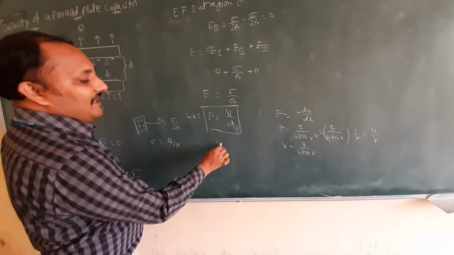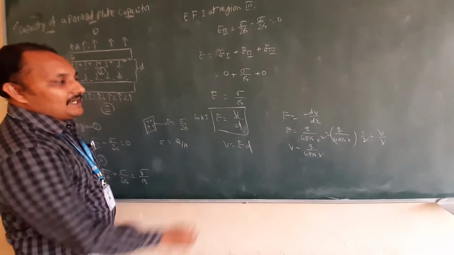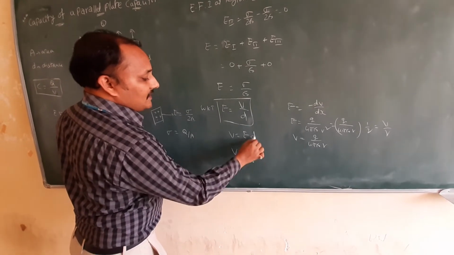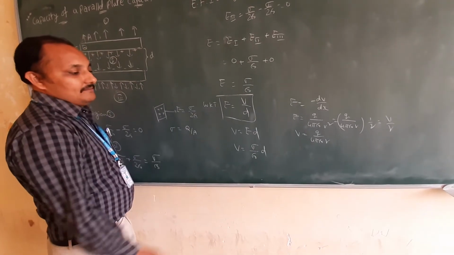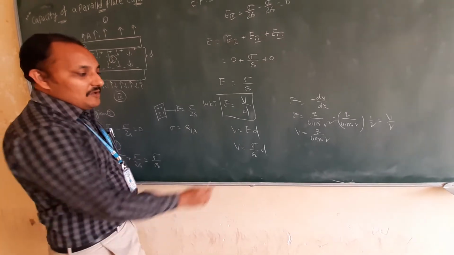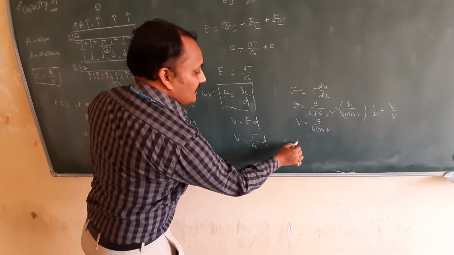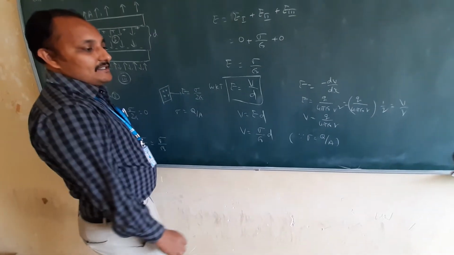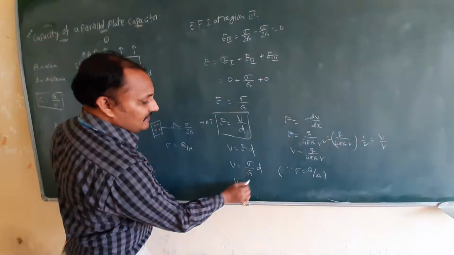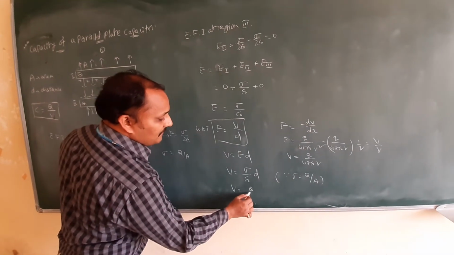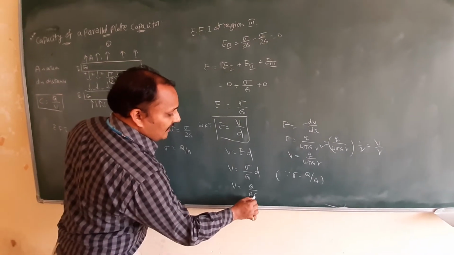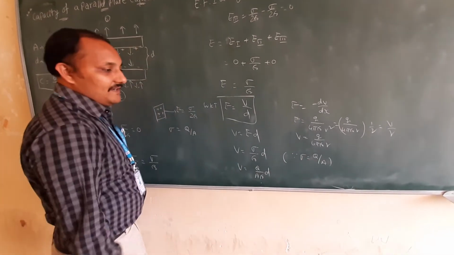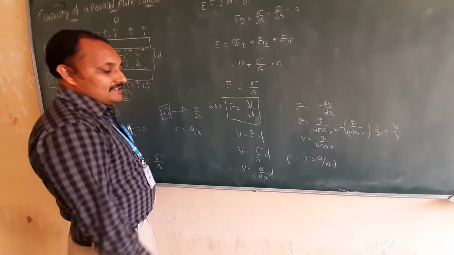Now we have to calculate V. V is equal to E d. What is the E value? We got sigma by epsilon naught, so sigma by epsilon naught into d. What is sigma? By definition, sigma is the charge per unit surface area, Q by A. Substituting, V is equal to Q by A epsilon naught into d. In place of sigma I wrote Q by A. This is according to the definition. In the first lesson itself you came to know surface charge density.